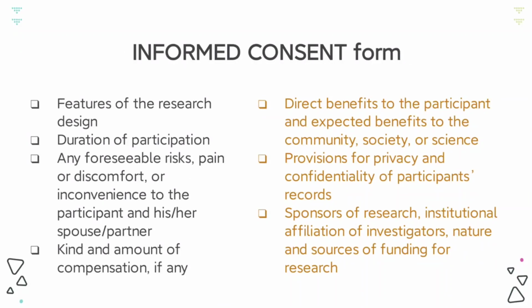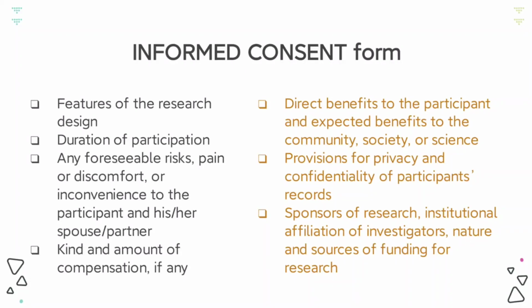Next, informed consent form. So the informed consent must include the following. First, the features of the research design. The second is you indicate how long the research will run, so the duration. Number three is the foreseeable risks and pain or discomfort or inconvenience to the participants.